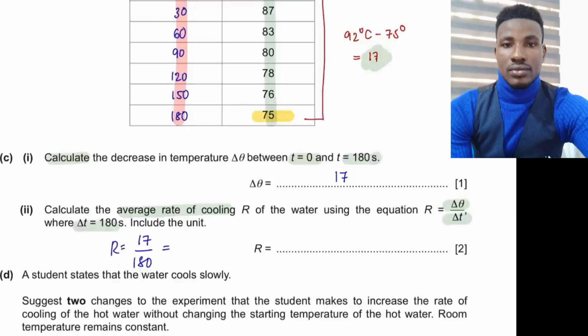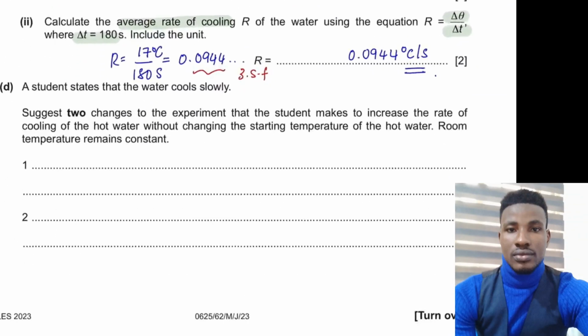The value of R that you would get would be 0.0944 and so on. So you can leave your answer as 3 significant figures, which would be 0.0944. And the unit is degrees Celsius per second. Do not forget your units.